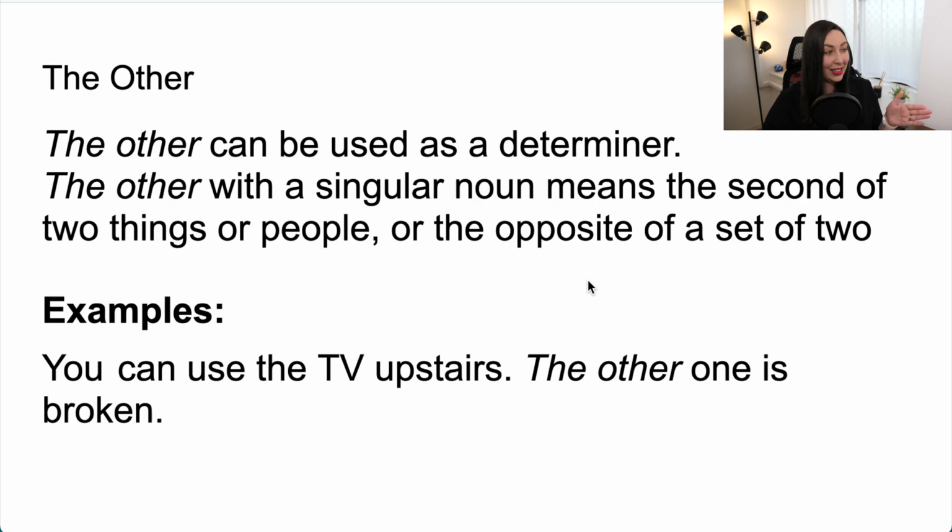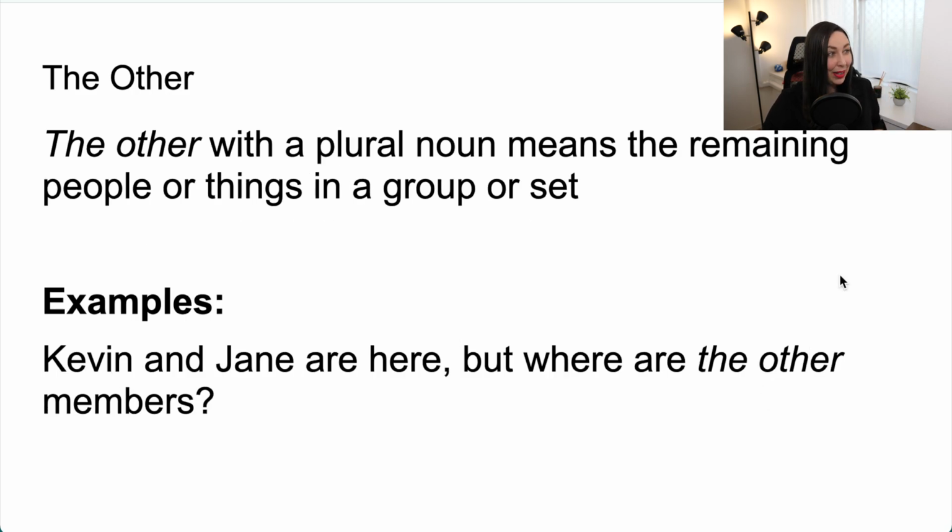So you can see in the example here, you can use the TV upstairs. The other one is broken. So when we say the other something with a singular noun, that means there are 2 of something. So you can use the TV upstairs. So there's one TV upstairs. The other one is broken. So one is singular, the other one. So that means there are 2 TVs in the house. Okay?